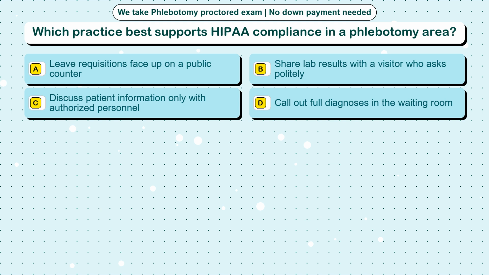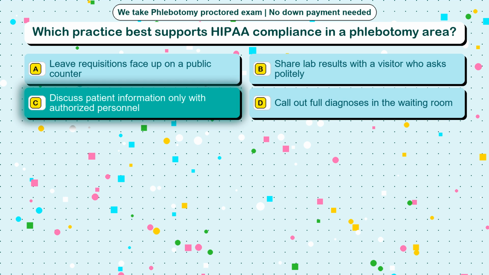Question 47. Which practice best supports HIPAA compliance in a phlebotomy area? Option A. Leave requisitions face up on a public counter. Option B. Share lab results with a visitor who asks politely. Option C. Discuss patient information only with authorized personnel. Option D. Call out full diagnoses in the waiting room.